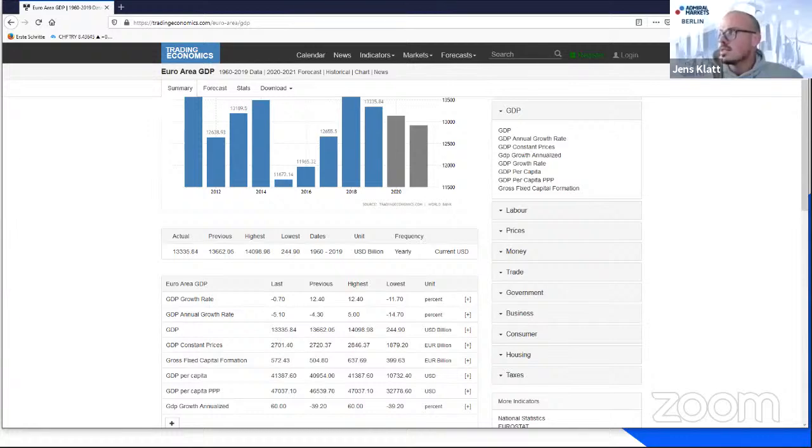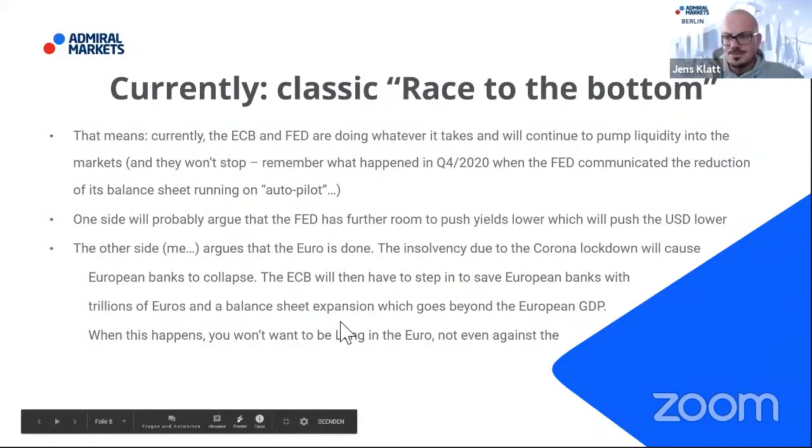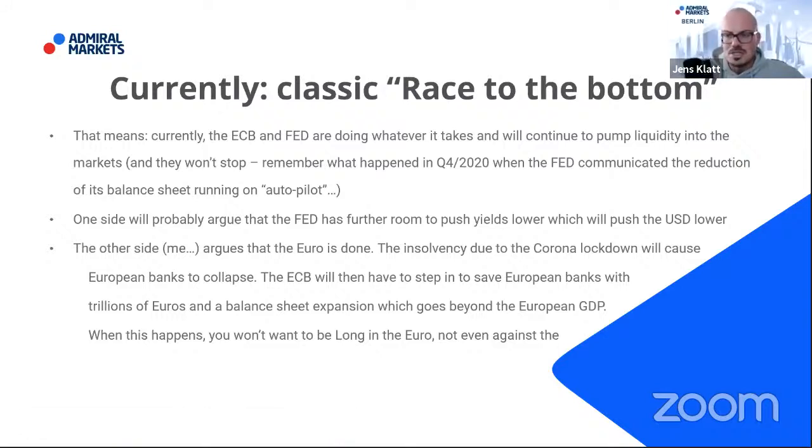And once European banks collapse, which is about to happen, and right now it just didn't happen because they changed laws. This is the only reason why they changed the laws and why this is such a tense situation. You have to pump further trillions of euros into the banking system, expand the balance sheet, and thus then see the GDP being below the balance sheet of the ECB, which will naturally result in market participants losing trust in the euro. And this is one of the reasons why I'm very skeptical of the euro.